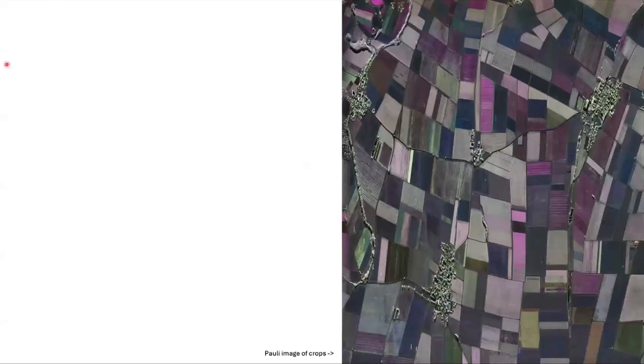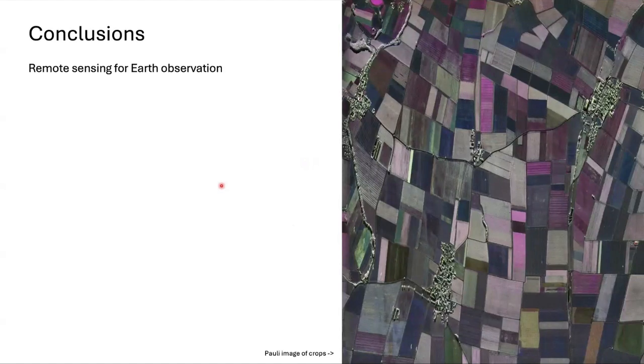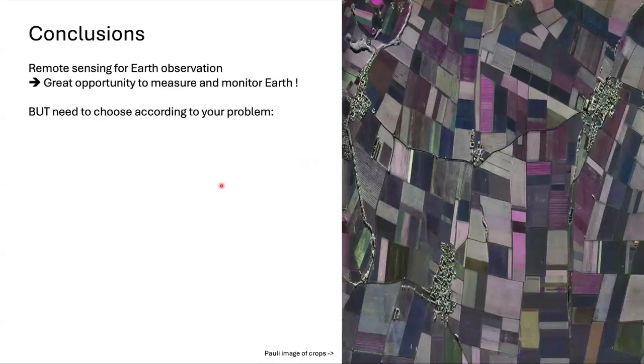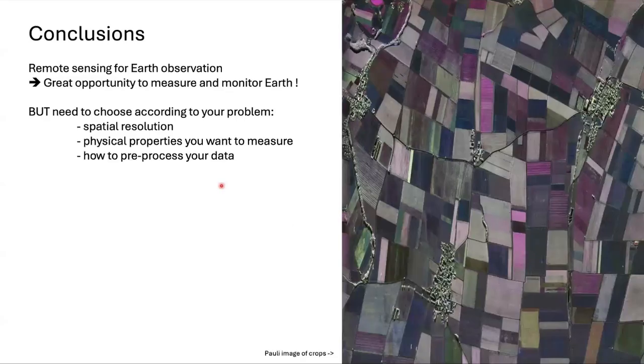So in general, this was quite a high-level presentation. This is a photo of crops with different scattering mechanisms, which I think looks quite cool. And I wanted to show you in this presentation that remote sensing for Earth observation involves that you can measure and monitor Earth in a very scalable way, but you need to adequately think of what problem you're actually trying to solve. This means what type of spatial resolution you want, what types of physical properties you want to measure, and also how do you actually pre-process your data, because this will impact on what you're actually looking at.